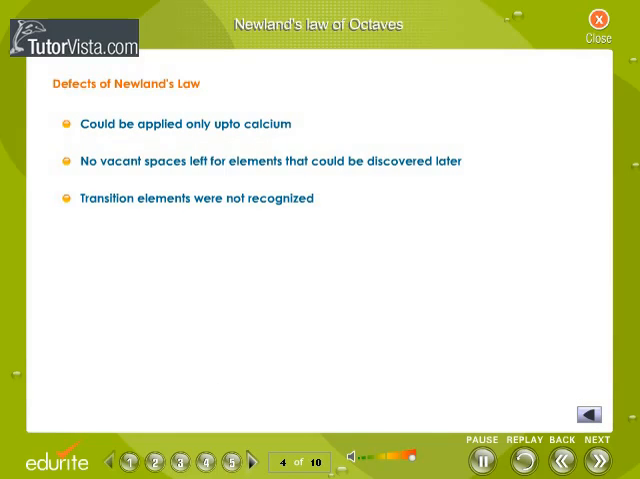The defects of Newland's classification are listed here in the slide.